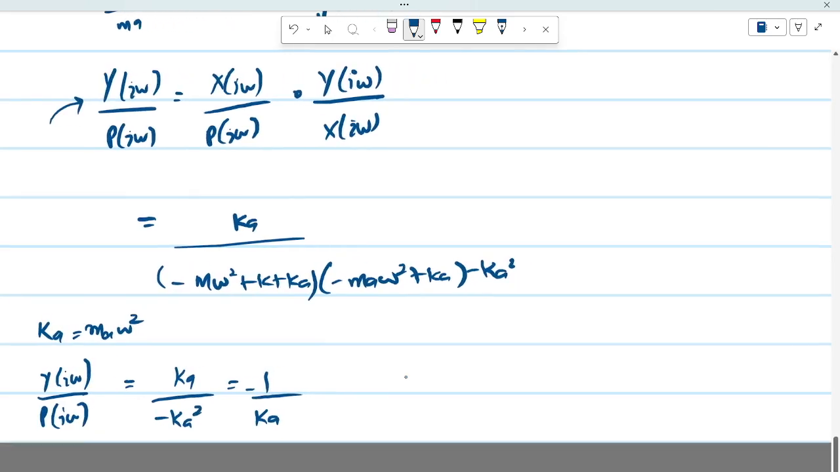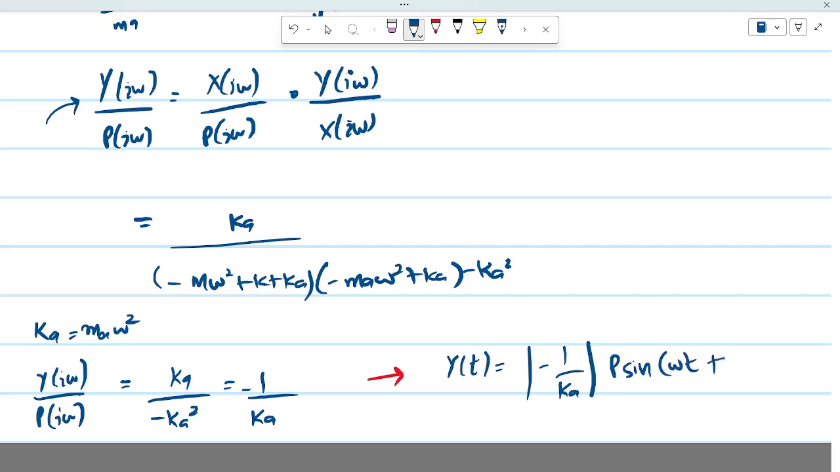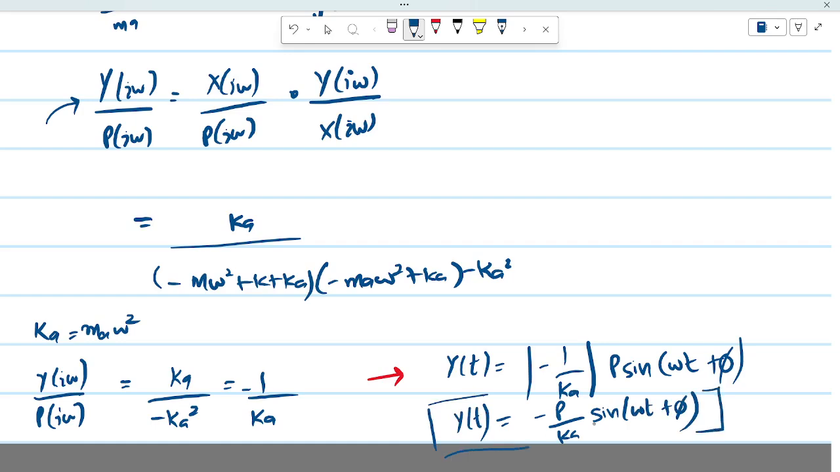And for the total response, it will be y of t equals to, now we have to take the magnitude of this one into P sine omega t plus phi. That's our final response, and you can write it as minus P over Ka sine omega t plus phi. That's the displacement in the vibration absorber.